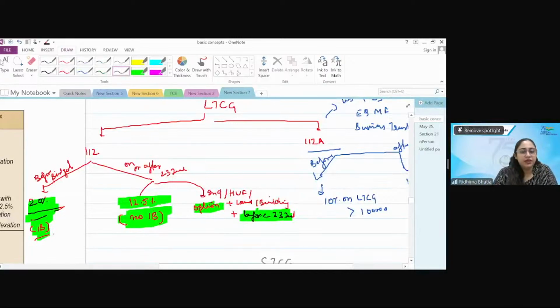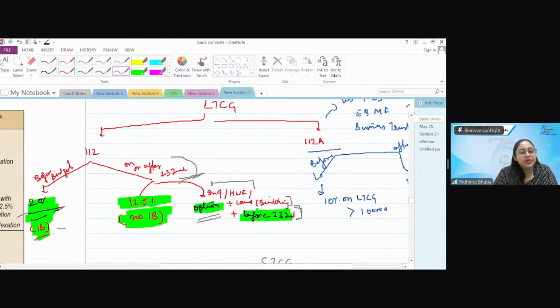We will give the indexation benefit, but to whom? Only to individuals and HUF who have land and building, because their sentiments are attached, we understand. And that property was acquired before 23rd July. ठीक है? You're selling it after 23rd July, so the capital gain arises then. But the property we're talking about was acquired before 23rd July, because you did not know about the budget changes, no matter how many years ago. Then, if you sell it on or after 23rd July, we will give you an option.